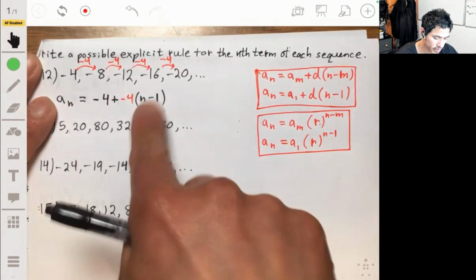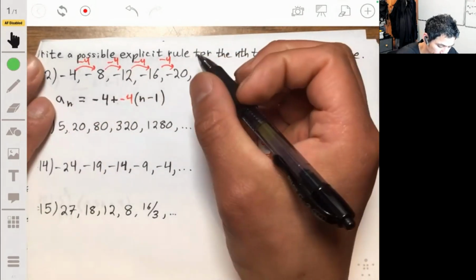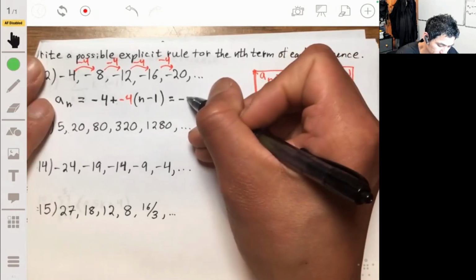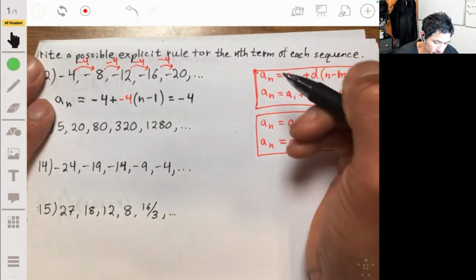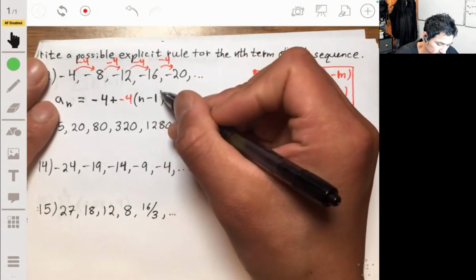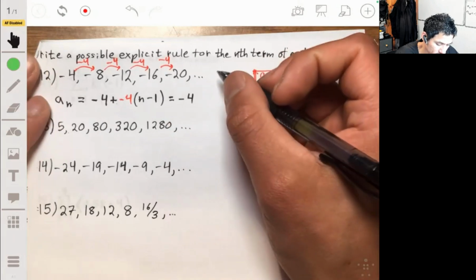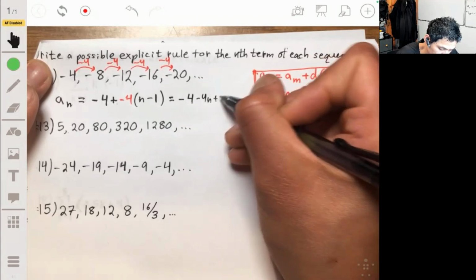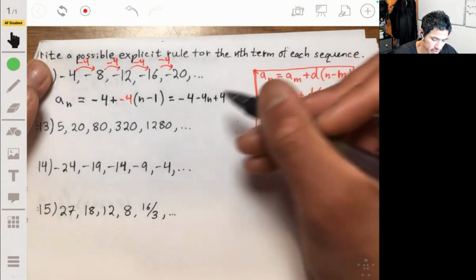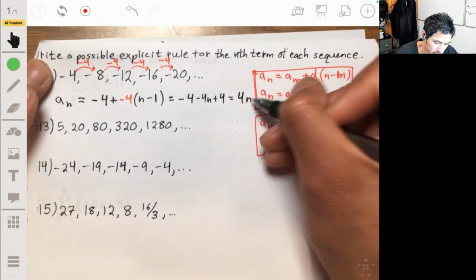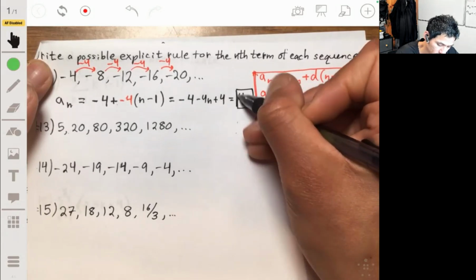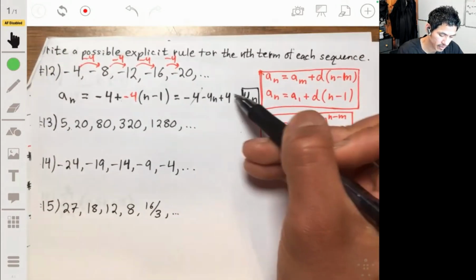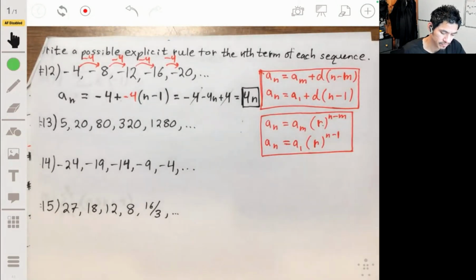You can clean it up and reorganize, but this will work. So you can maybe rewrite this as -4 minus 4n plus 4, which is just going to be -4n. AN is equal to -4n, because -4 and +4 cancel.